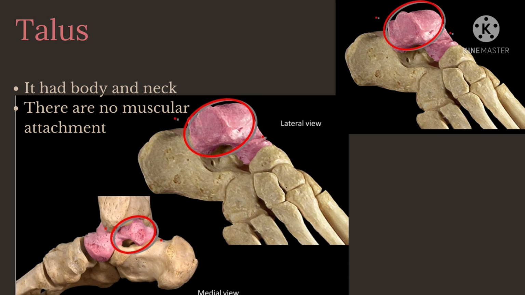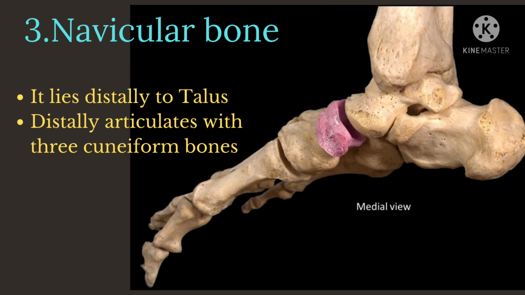This bone has a body and a neck. This is the only bone in your foot which has no muscular attachment. This is very important for your competitive exam. The talus is the bone which has no muscle attached to it.